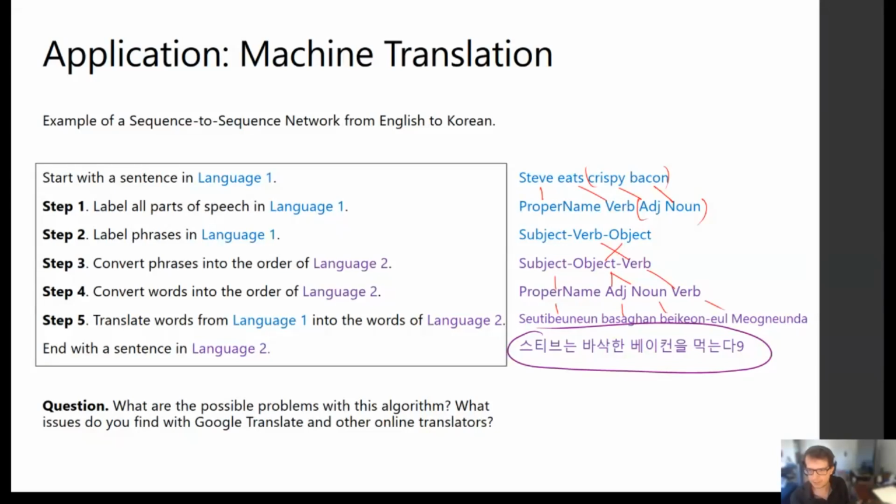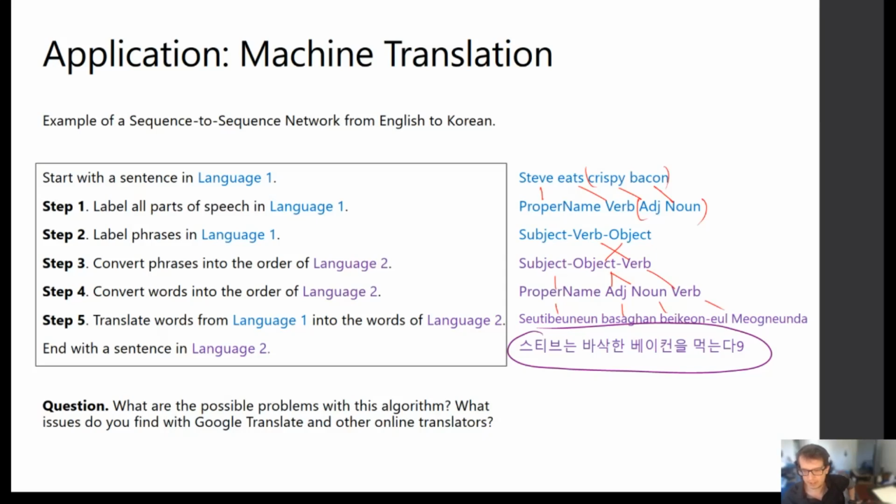So the sentence was Steve eats crispy bacon. Do we have any Korean speakers here that can say that this sentence is good or bad? Or do we not have any Korean speakers here that could verify that? Because I don't know if this is perfect or not, but this is what Google Translate has said. So usually for really simple sentences, Google Translate is good. It's when sentences get more complicated and the syntax gets really complex where everything falls apart.